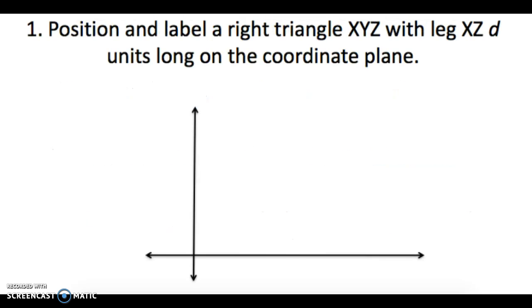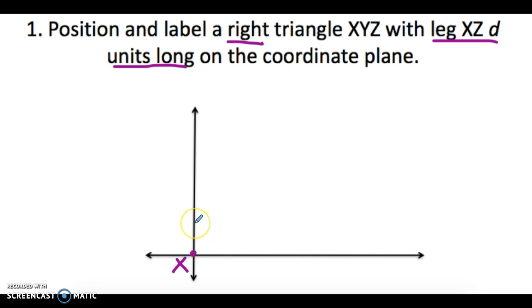Okay, so for the first problem, I ask you to position and label a right triangle XYZ with leg XZ D units long on the coordinate plane. Okay, so the only stipulation they're giving you for this triangle is that it needs to be a right triangle, and then the leg XZ needs to be D units long. Okay, so rule number 1 on placing a triangle on the coordinate plane is to use the origin as one of your points, as one of your corners. I'm going to let this be point X of my triangle.